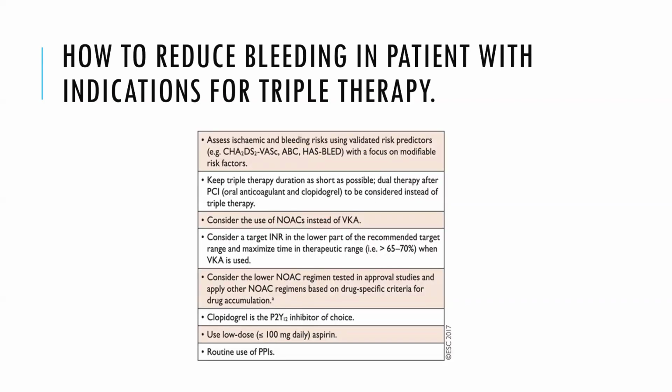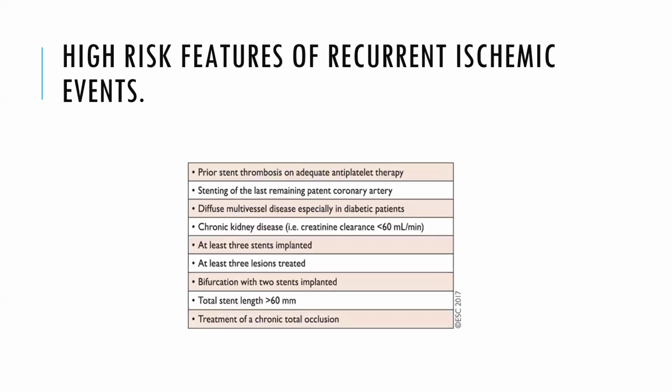So how do you reduce bleeding in patients on triple therapy? These are the various things that we can do. I've mentioned the first point: assess the ischemic and bleeding risk. Keep the triple duration as short as possible. Use non-vitamin K instead of vitamin K antagonists, and also target INR. Also use a low dose of aspirin and a PPI. Next slide.